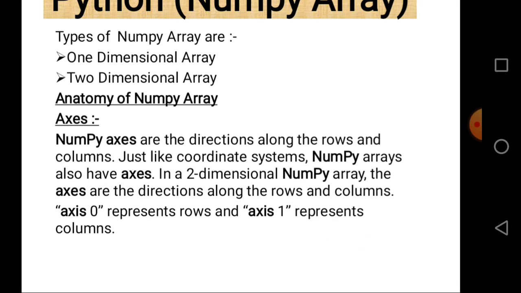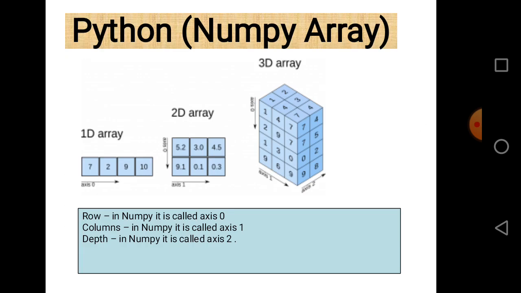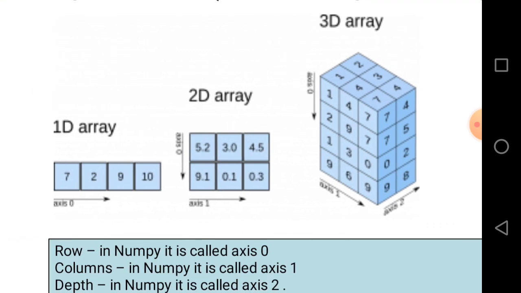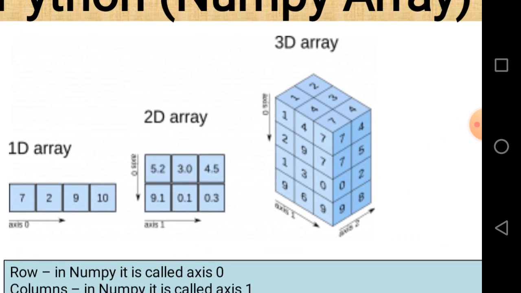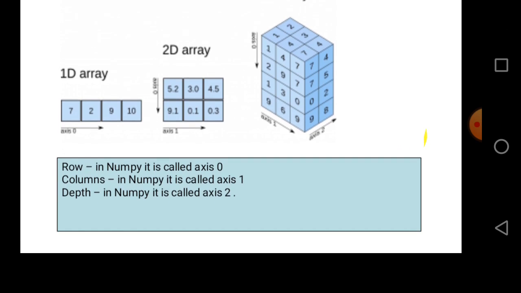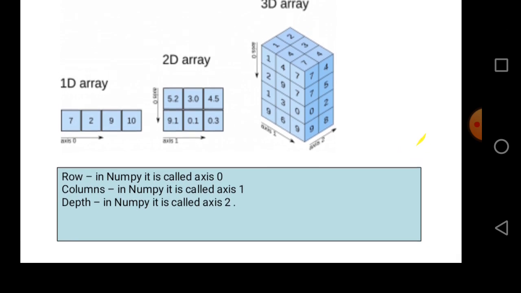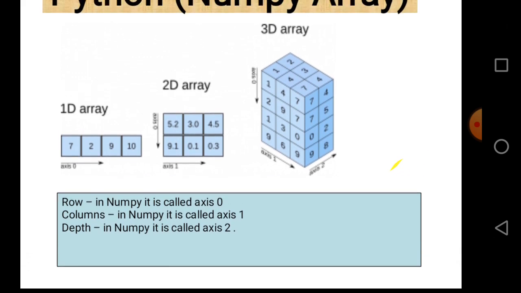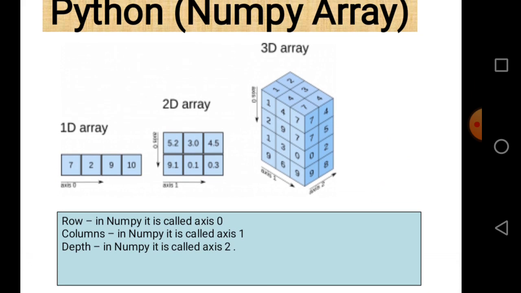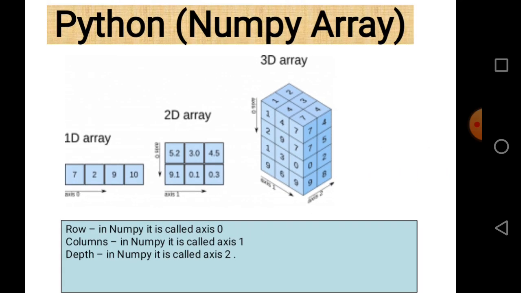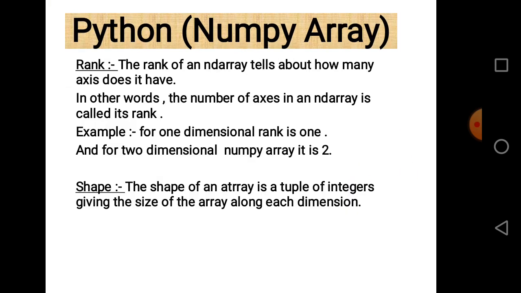For a three-dimensional array, there is another axis called axis 2. Here is a diagram which defines axes: the first diagram relates to a one-dimensional array, the second to a two-dimensional array, and the third to a multi-dimensional array represented by a 3D array. In NumPy, row is called axis 0, column is called axis 1, and depth is called axis 2. So this is the diagram which explains axes in NumPy.